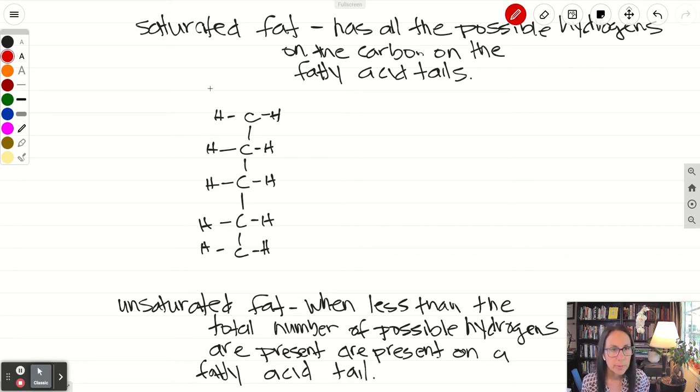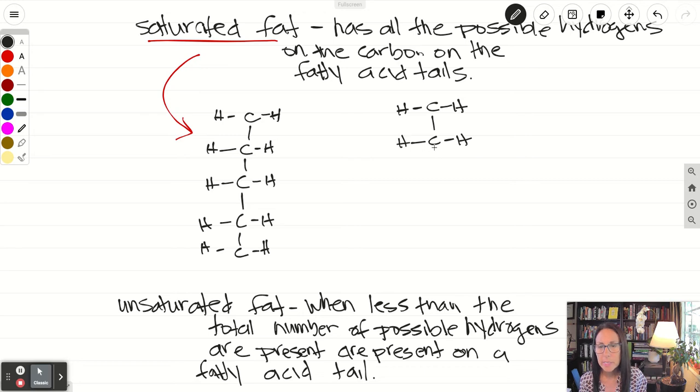Let me draw it. The saturated fat is this one, where all the carbons have all the possible hydrogens. I'm going to draw another tail here, where one carbon has 2 hydrogens, another carbon has 2 hydrogens, and then this carbon has only 1 hydrogen. Because each carbon has to have 4 bonds, it's going to have a double bond to the next carbon. Then that's bound to the next carbon, which has 2 hydrogens, and this carbon has 2 hydrogens. This one here is considered the unsaturated fat.